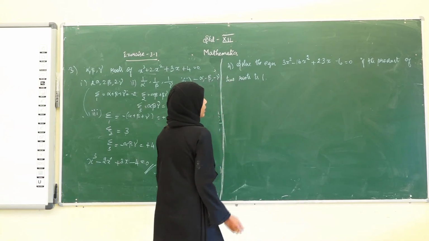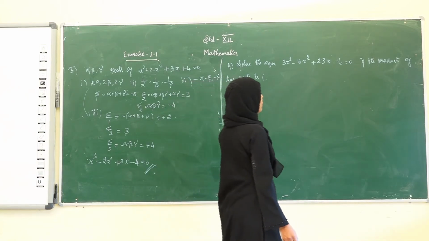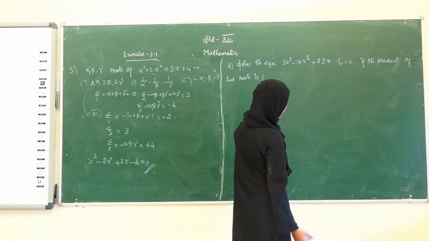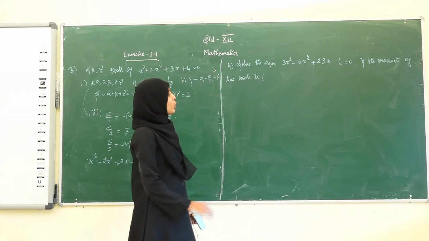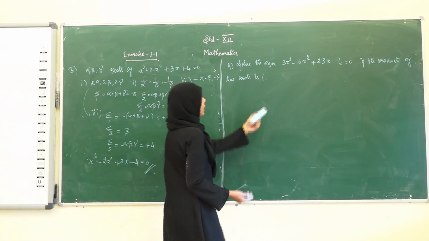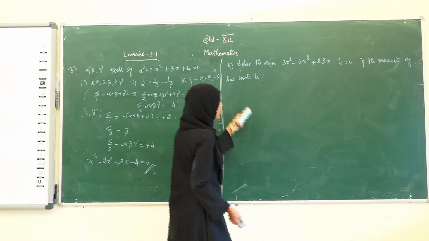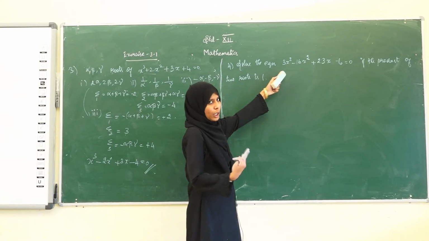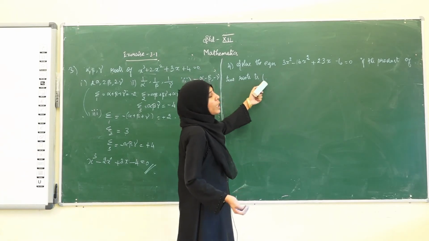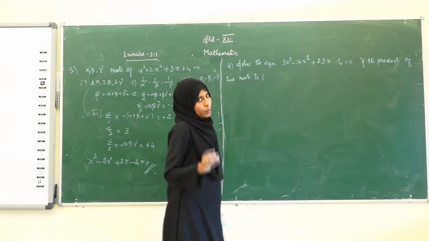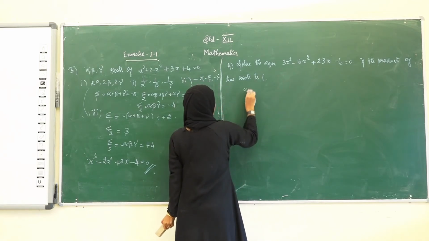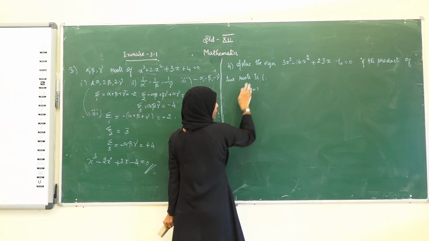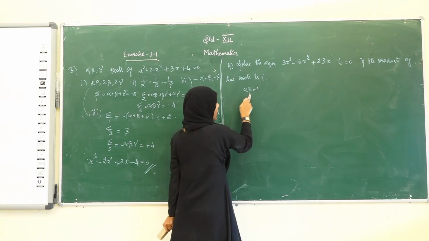Solve the cubic equation 3x cube minus 16x square plus 23x minus 6 equal to 0, if the product of its two roots is 1. What they have given is, since it is a cubic equation there will be 3 roots, and the product of two of the roots is given as 1. We usually take alpha, beta, gamma. So here alpha beta is equal to 1, the product of any two of its roots is 1.